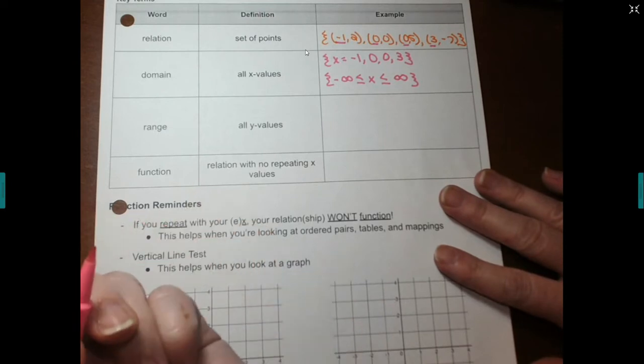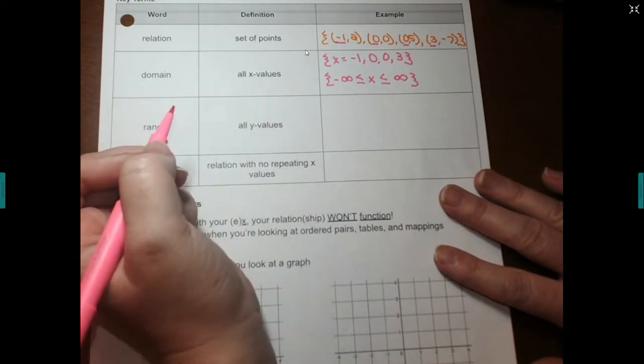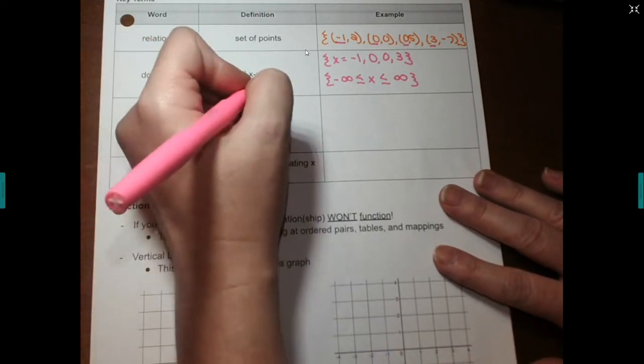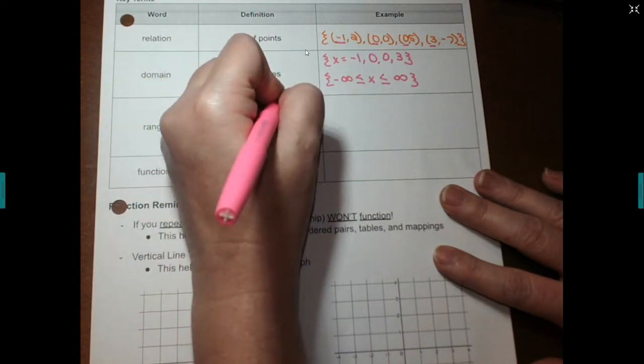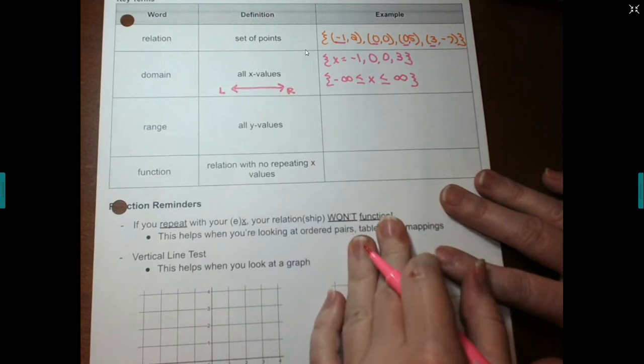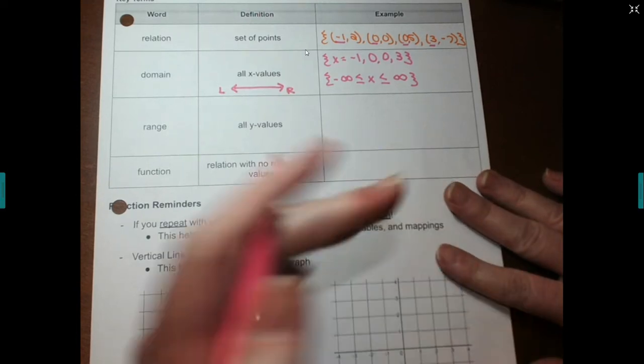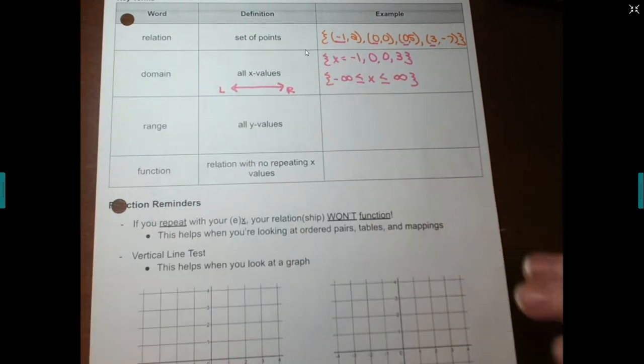And the last thing to keep in mind with domain when we're thinking about our x values and we're thinking about our x-axis is we're thinking about how far left and how far right can our graph go. We're only thinking about it side to side.